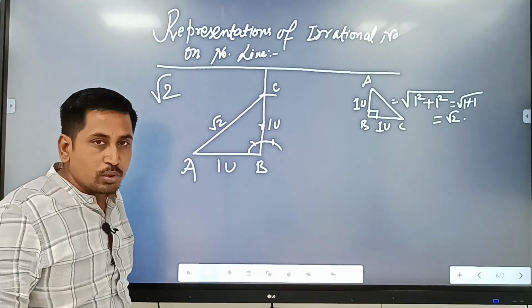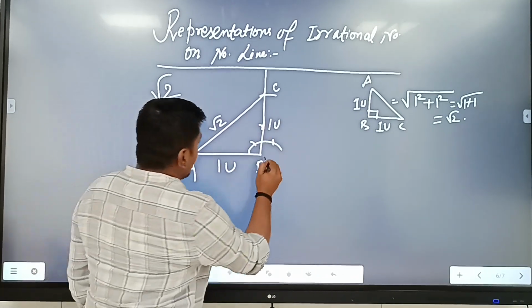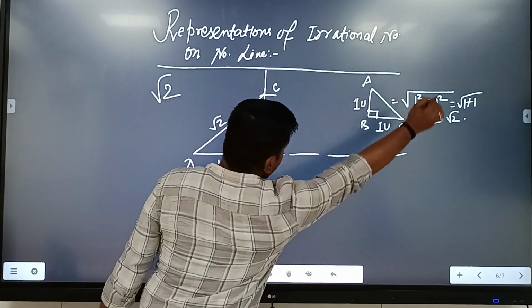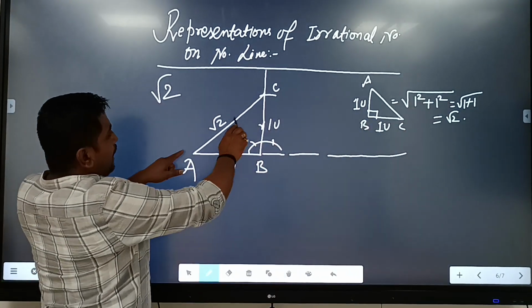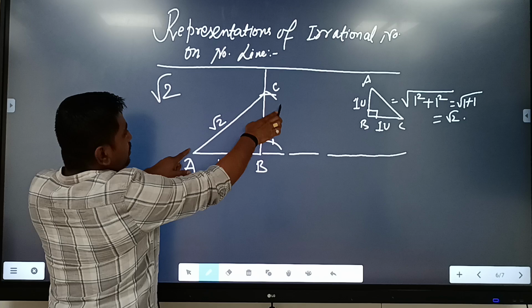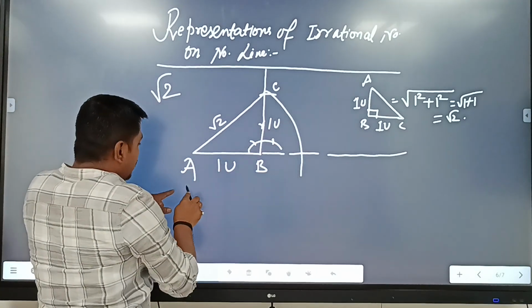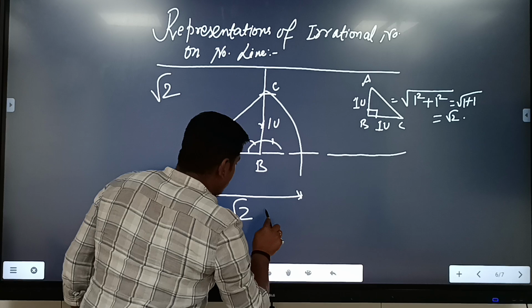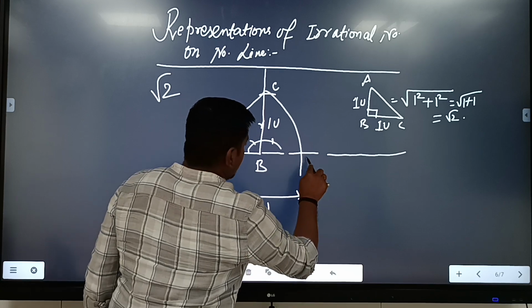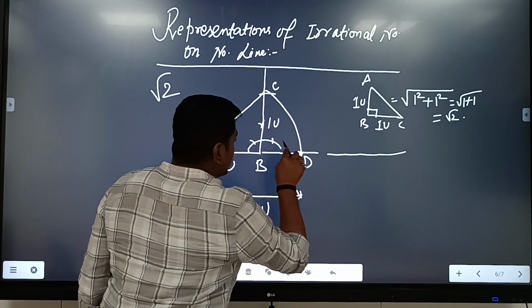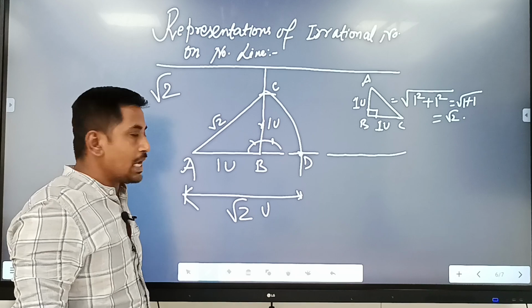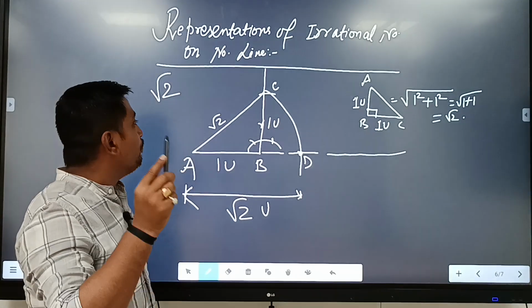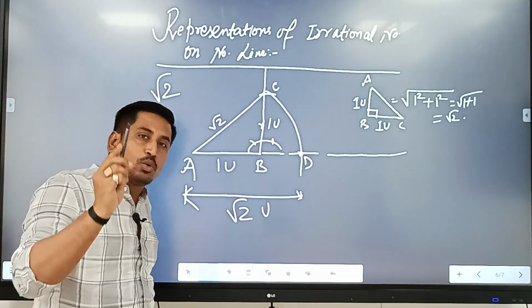AC is root 2. Again, what you do? Just produce it ahead. Make an arc AC and just draw like this and write it from here to here as this is root 2. Okay, let me write it as point D. This is root 2.